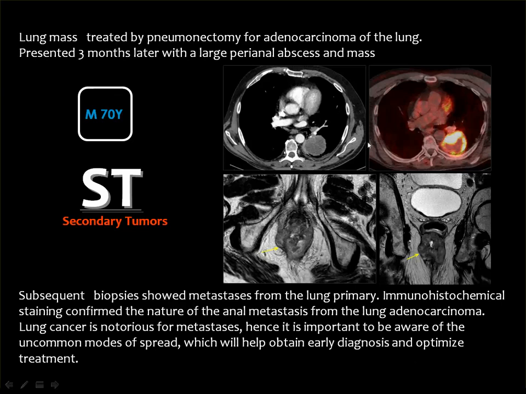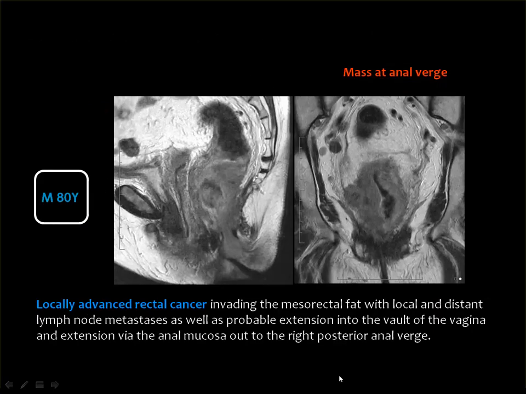This patient also had lung cancer that was treated by pneumonectomy and proved to be adenocarcinoma, and it presented 3 months later with a perianal abscess and mass, and this is the mass that has been proved to be metastatic from the lung cancer.